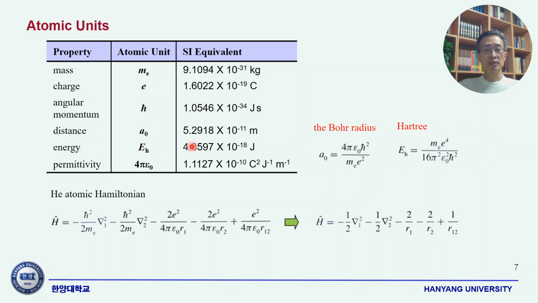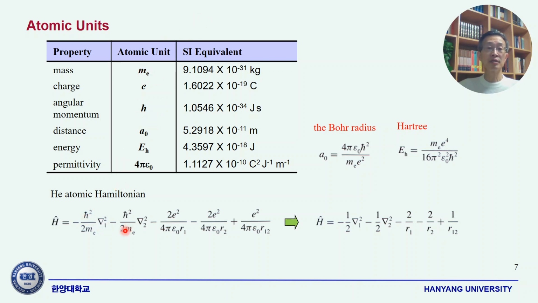So that is the real value. Permittivity, also 4 pi epsilon naught. All these quantities are unity. So in the place of m_e, just like here, we just put 1. In the place of h bar, we just put 1, because this is the atomic unit.